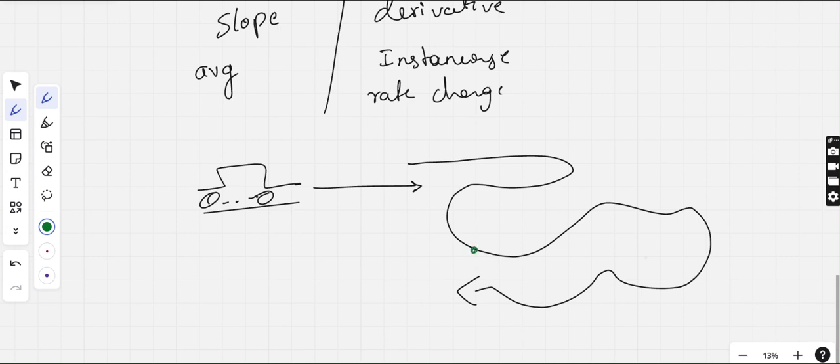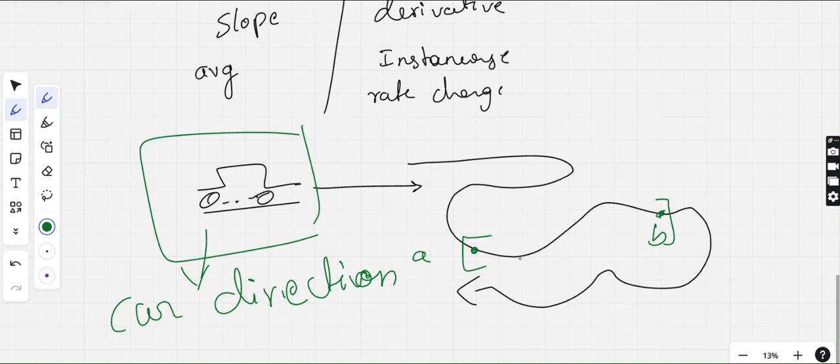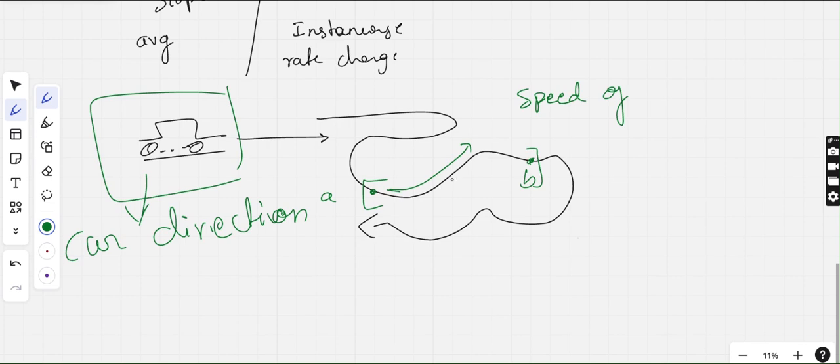So when you're traveling along this particular path, if you go through a certain interval of time, let's say from point A to point B, and you're calculating the behavior of the car's direction, then you're finding the average change that you're making here. So the average rate of change within this interval is something like to the left and to the right.